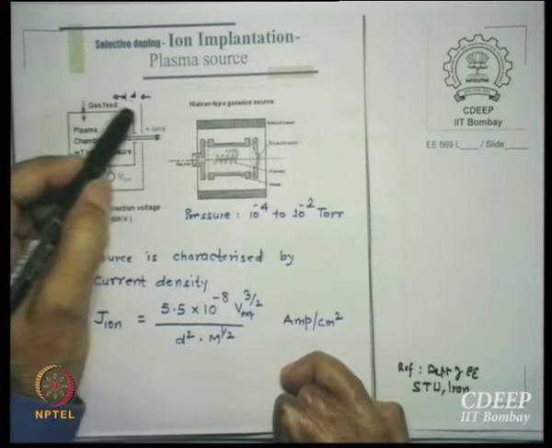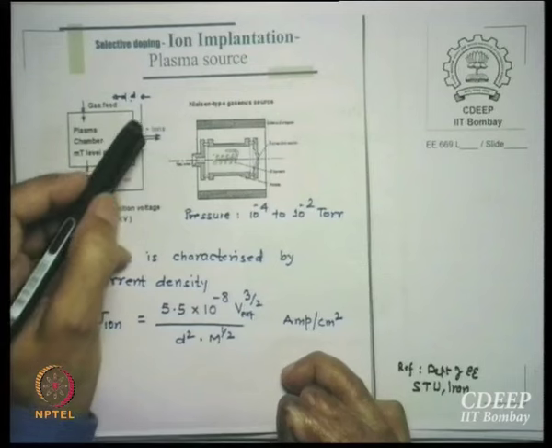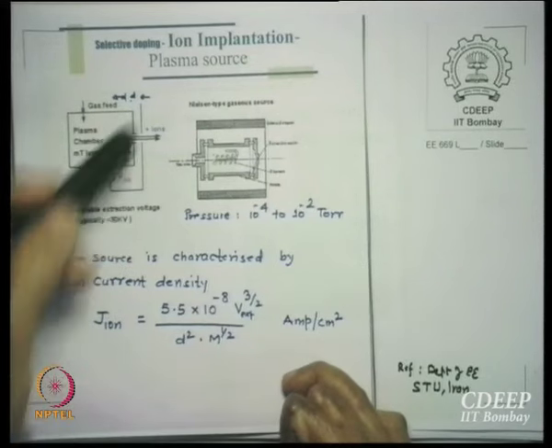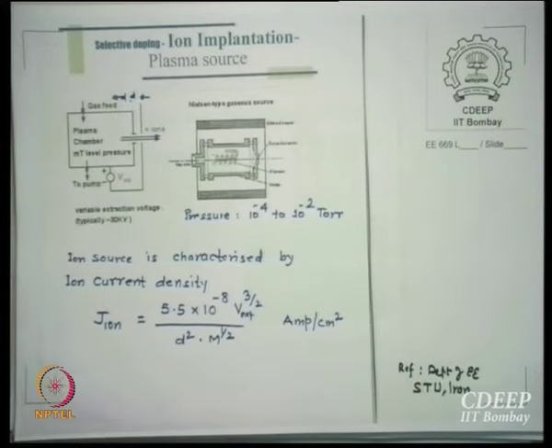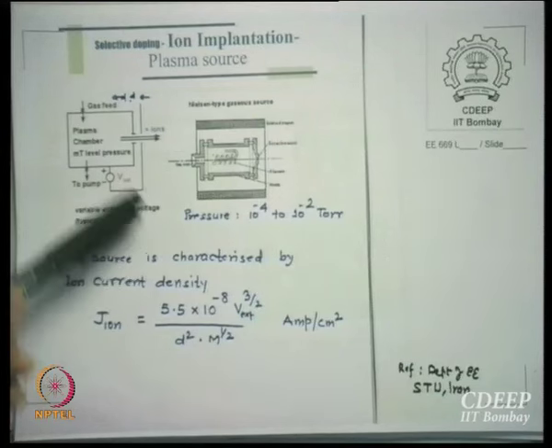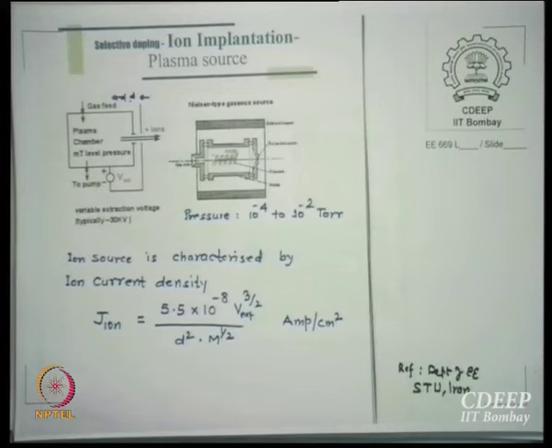This distance D is essentially between the extractor and the source. This is called the extractor. So from the extractor to the slit, the distance is called D. The ion current density is 5.5 times 10 to the power minus 8, times the extractor voltage. Extractor means which extracts the ion out. Is that clear? So this is extractor voltage to the power 3/2, divided by D square, times the gap to the m to the power half, and its units of course are ampere per centimeter square.